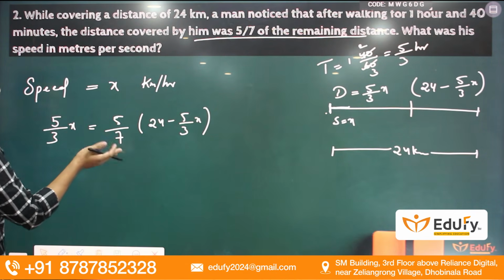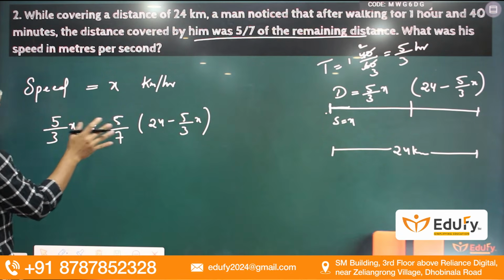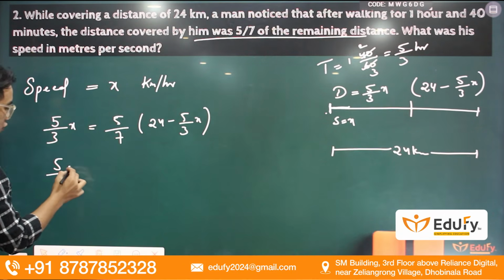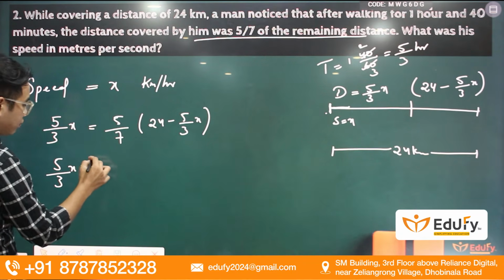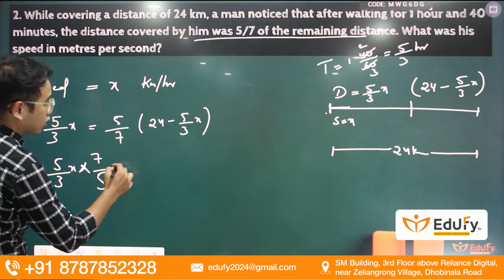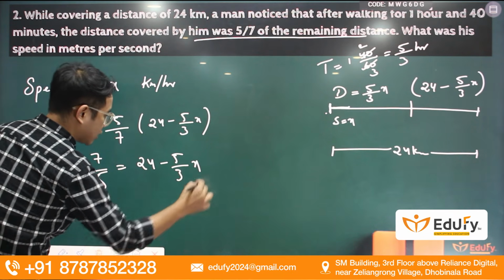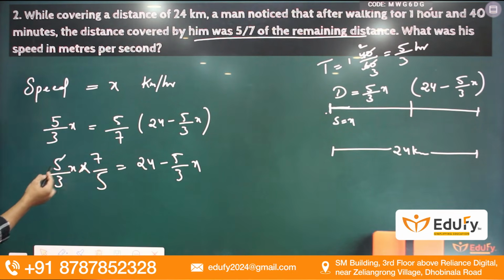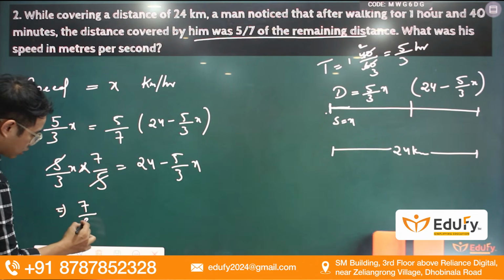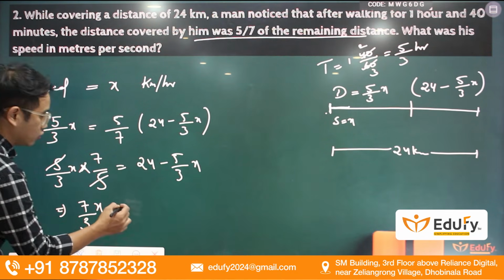After that, we can shift whichever way you want. You can take the LCM here and shift it, but I can already see the similarities here. So what I will do is shift this one first to this side, which will become 7 by 5. This will become 24 minus 5 by 3x. Now from here you can cancel 5 and 5. The next step is just 7 by 3x, which should be equal to this one.